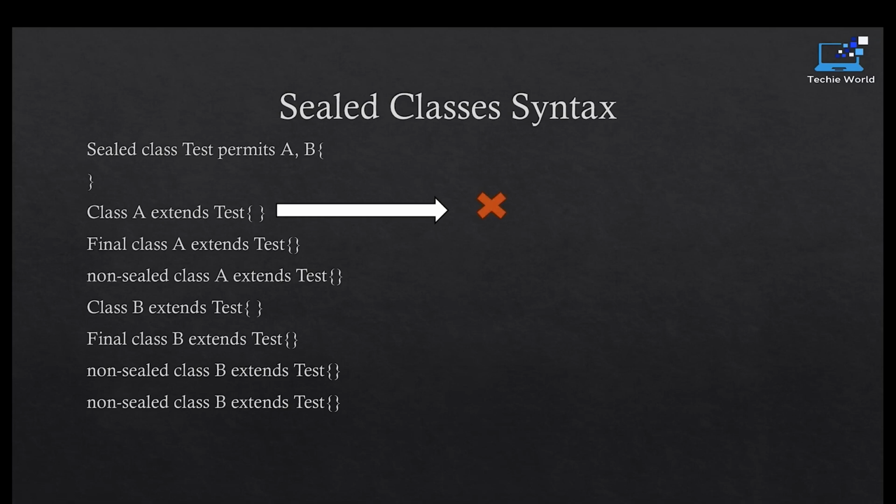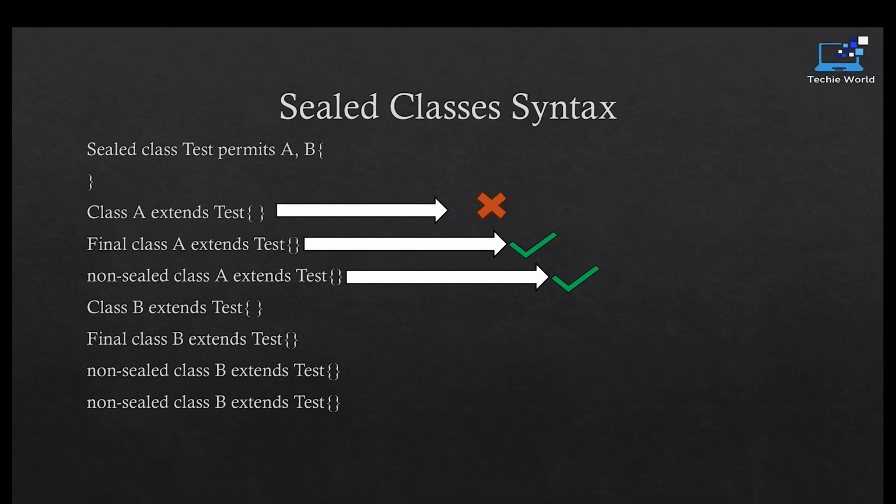Can we write the second statement, final class A extends Test? Yes, we can write this. Non-sealed class A extends Test. Can we write this? Yes, we can write this. Class B extends Test. Obviously, it's the same case as the first one, so we cannot write this. And the next statement, final class B extends Test. Can we write this? Yes, because the class is final.